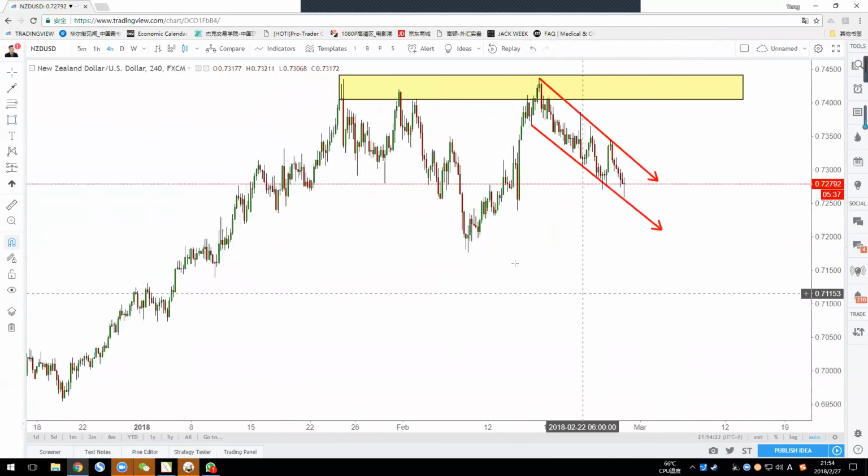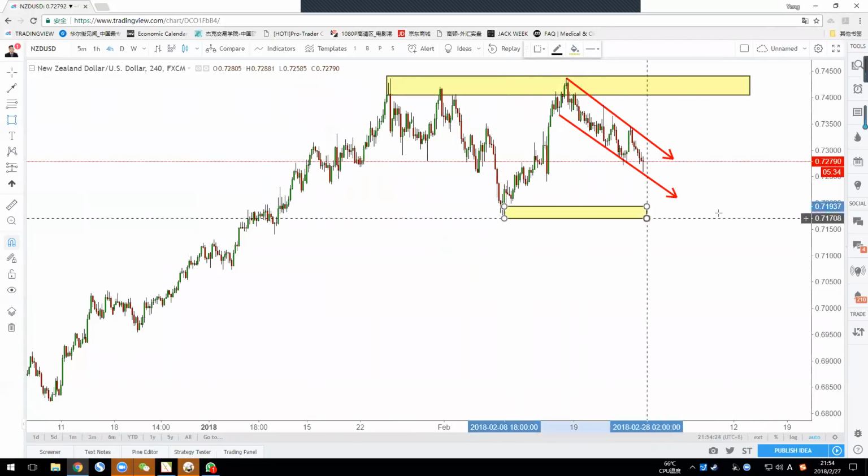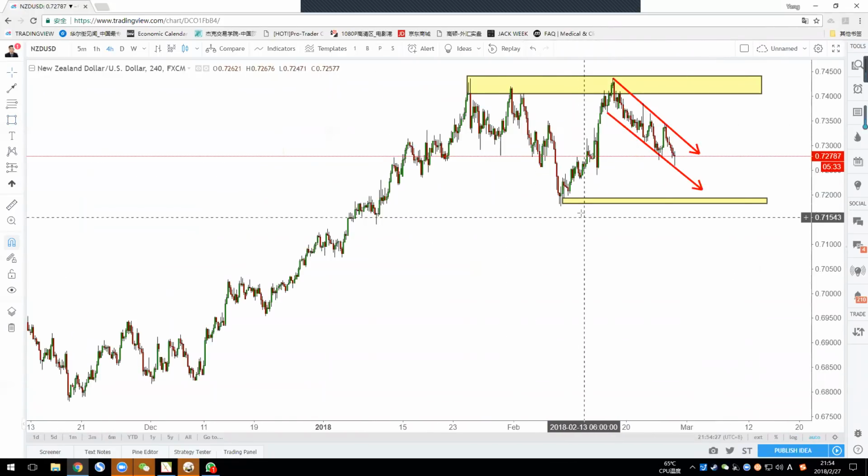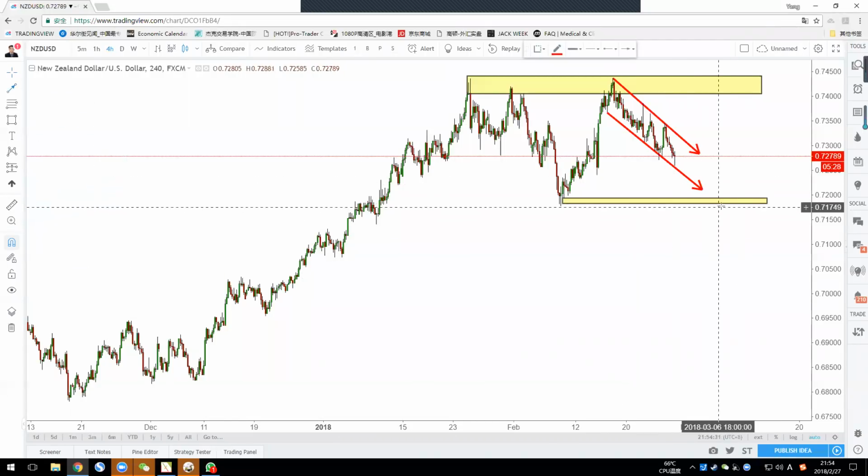Okay, and I believe the Kiwi dollar may touch 0.7190 here. If this place is taken down, it will have more room to fall all the way.